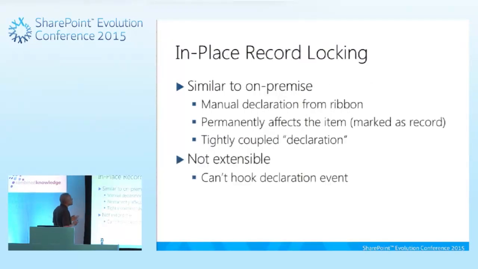In-place record locking. I keep coming up with different ways to describe what is being called in-place records management. It's really record declaration, record locking, but you have to do a manual declaration from the ribbon. And I mentioned before, it permanently affects the item. The hook that is available in the on-prem version isn't available in the cloud. There are some site properties that you can set that point to a custom DLL. Obviously, you can't do that in the cloud.